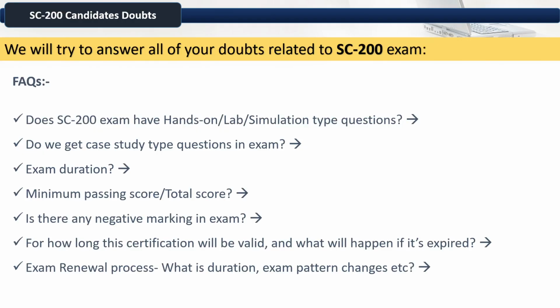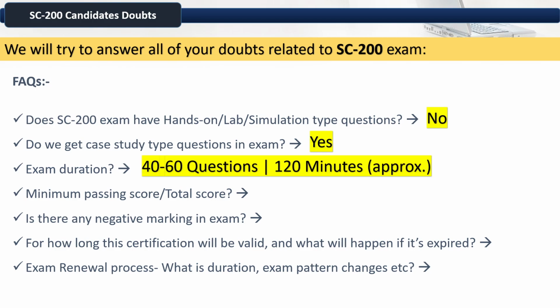We will try to answer all of your doubts related to the SC-200 exam, such as: the exam does not have lab type questions. It does have case study type questions. The exam duration is around 120 minutes in which you have to answer 40 to 60 questions. The minimum passing score is 700 out of 1000. There is no negative marking in the exam.